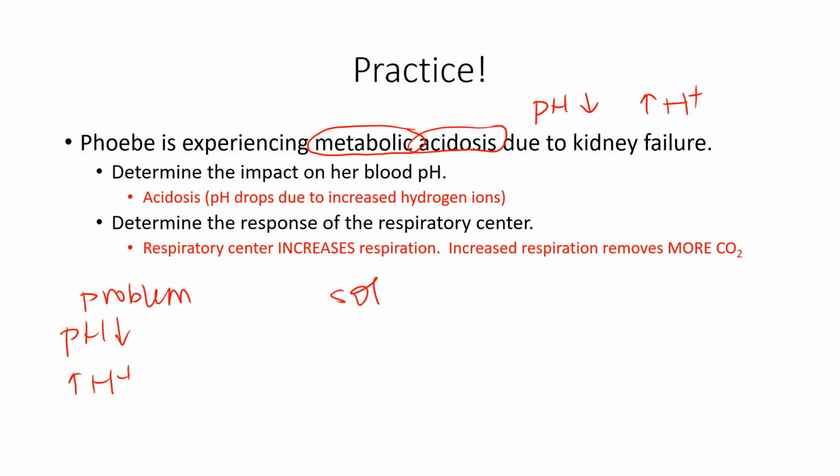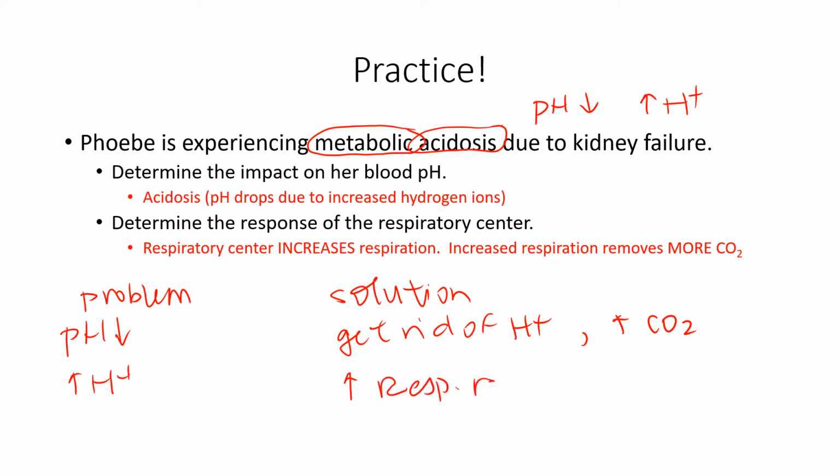Then my solution is going to either be increase respiration or decrease respiration. Okay, and so what I want to do is I want to get rid of those hydrogens. And although I can't necessarily blow hydrogens off in my exhaled breath, I can do that by increasing the loss of CO2. So I want to blow out more CO2 every time I breathe. How do I do that? I'm going to increase my respiration rate. And do we call that hyper or hypoventilation? We call that hyperventilation.